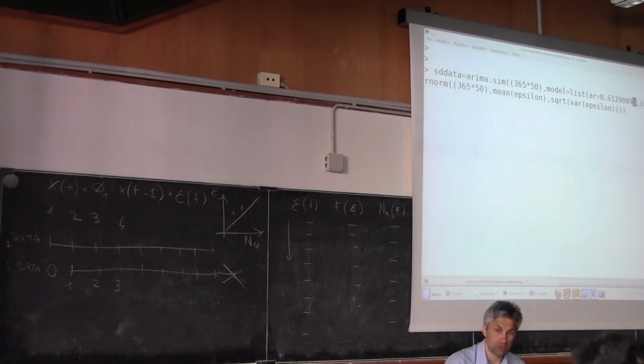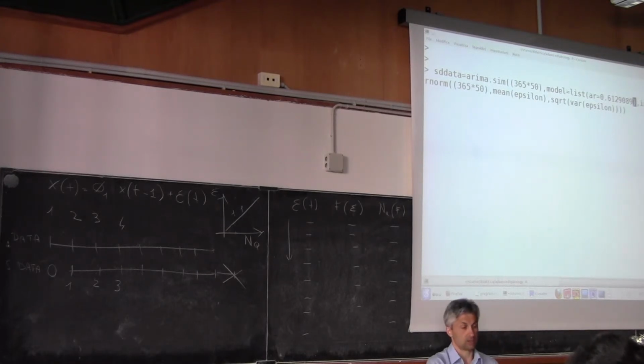And then you have to specify what the innovations are. Innovations is, again, a synonym for error or residual. And the innovation is, as we know, a random outcome from a Gaussian distribution with mean equal to the mean of epsilon and standard deviation equal to the standard deviation of epsilon. This is the explanation of this command instruction, and you see that by just pressing enter you get the simulation done.